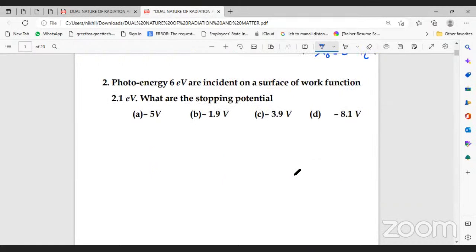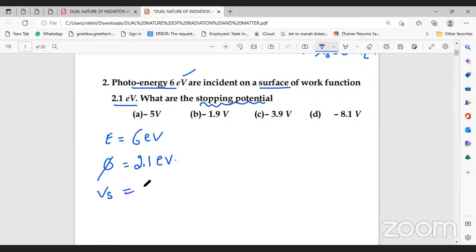Look at the second question. Photon energy is how much? 6 electron volt. That is incident on the surface. That surface is having what work function? 2.1 electron volt. Now, they are asking you to find the stopping potential.